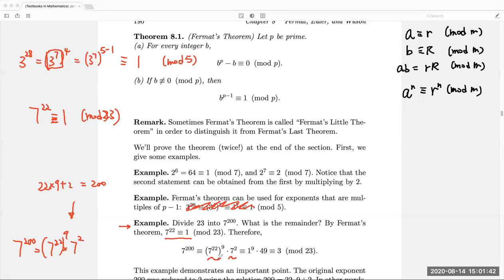So right now, I can understand this statement now. But let's have a look at this one. Now we know that 7 to the 22 equals 1 when you mod 23.